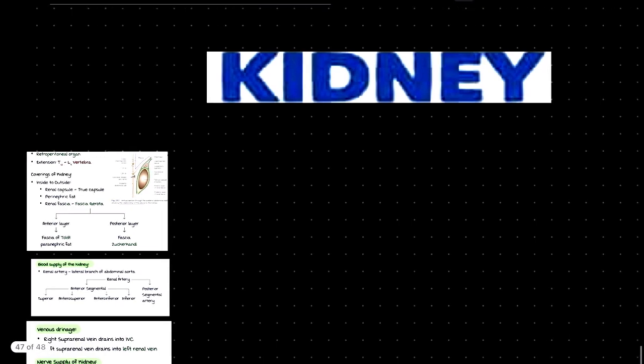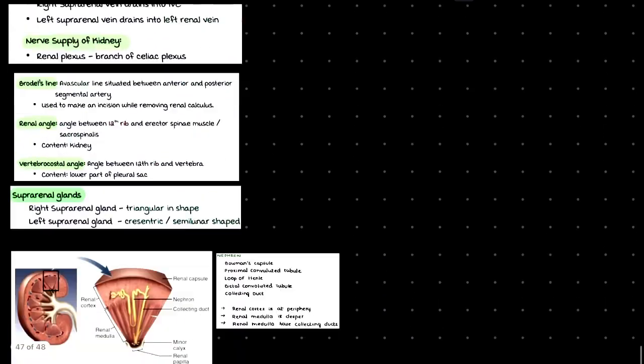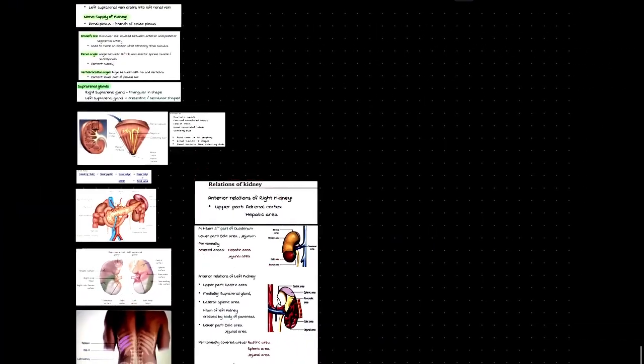The topic of discussion for this lecture is the kidney. In this topic, we will be discussing a brief introduction about the kidney. We'll be talking about its covering, its layers. We'll be talking about its blood supply, venous drainage, nerve supply. We'll be talking about the relations of the kidney. So these are the things that we'll be covering in this topic.